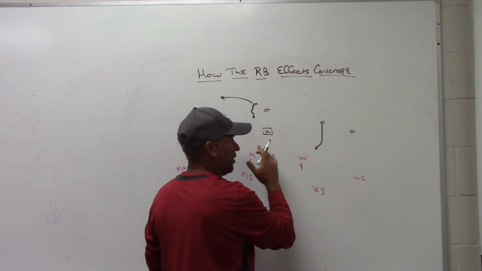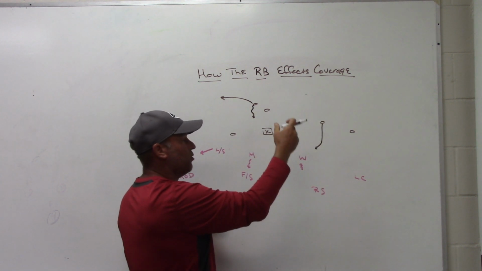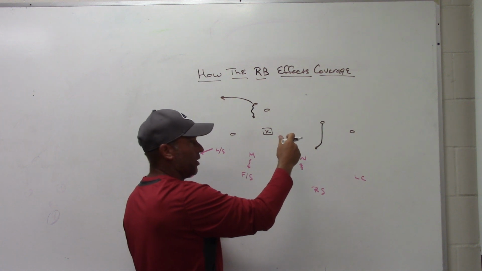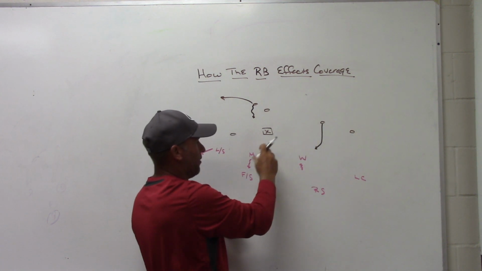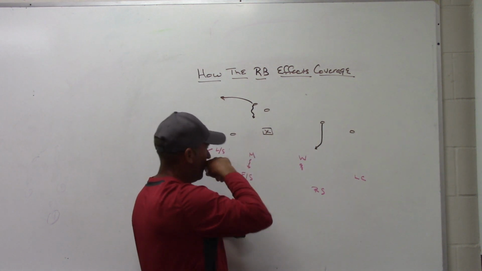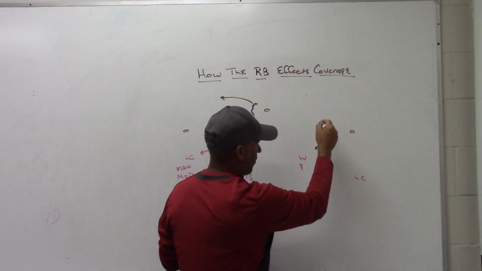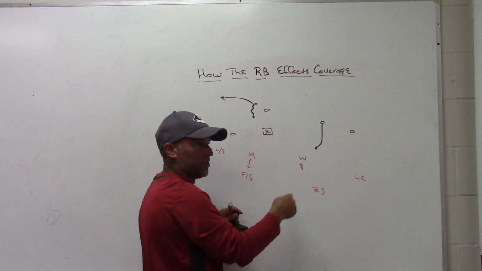Unless he really goes shallow and under right now, try not to let that 2 cross your face, all right, because when you do that with the Mike dropping the other way, you give yourself a little bit of a problem. Safety and corner are reading off the release of 2. 2 vertical, the safety has them.